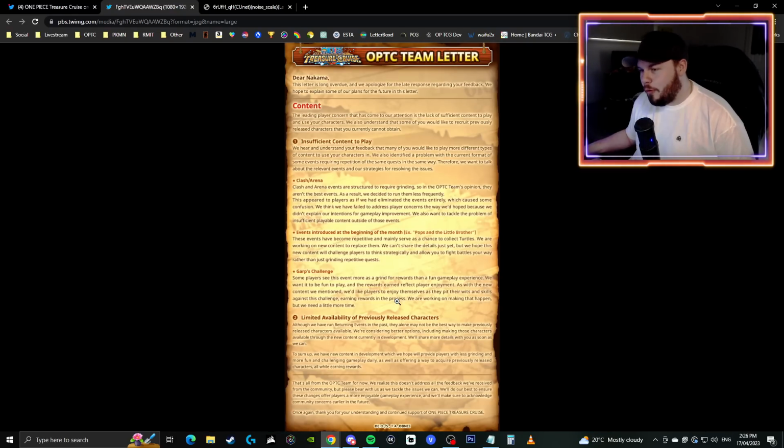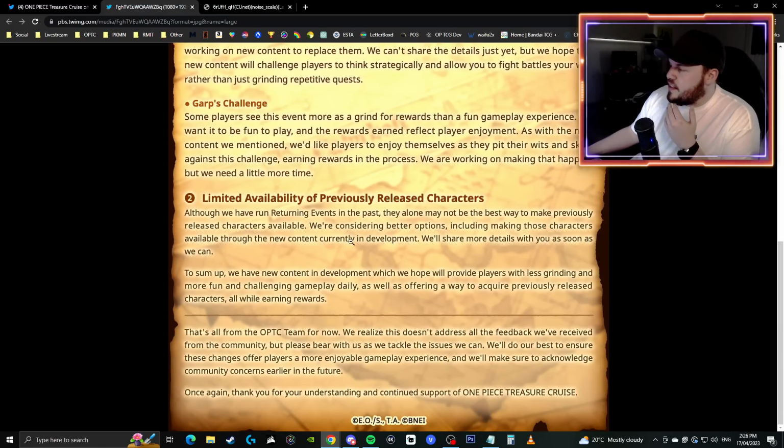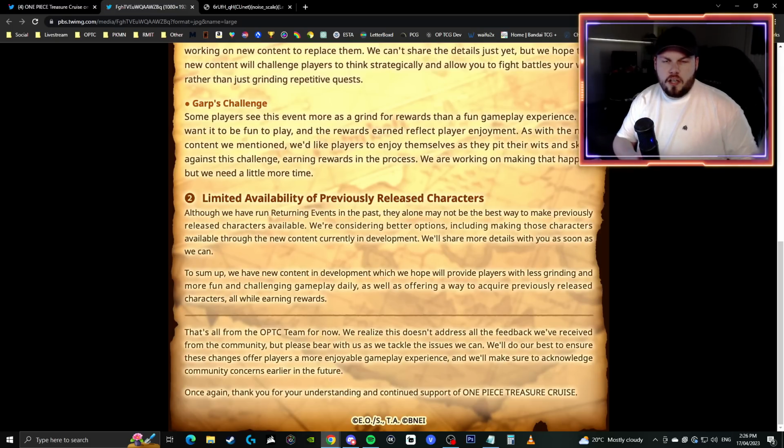But it's unfortunate, because since this team letter has gone out, there's essentially been zero changes to the game in any way. So look, we're heading towards anniversary. It would be a great opportunity for them to go out of their way to start making these changes to make the game a much more pleasurable experience for everyone out there. But if we go down to this second point about the limited availability of previously released characters, there are still a lot of characters in the game, more focusing on the free-to-play aspect, that are essentially impossible to get. You just cannot get them in any way.